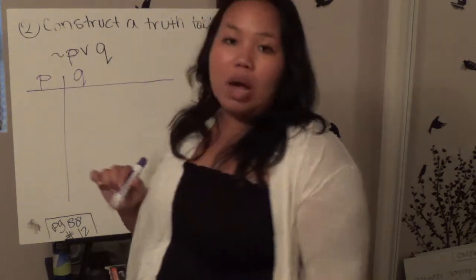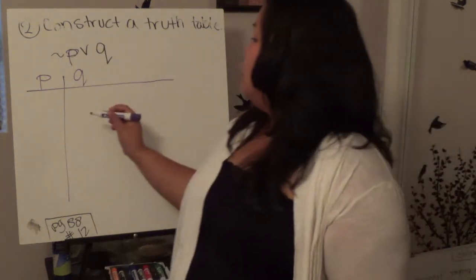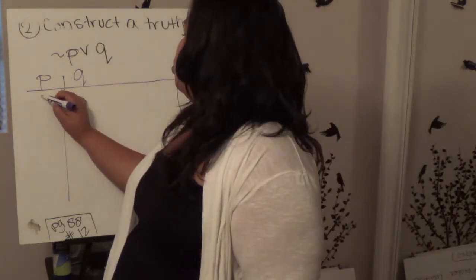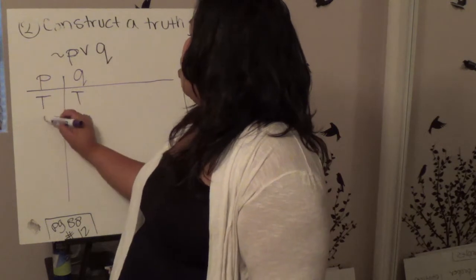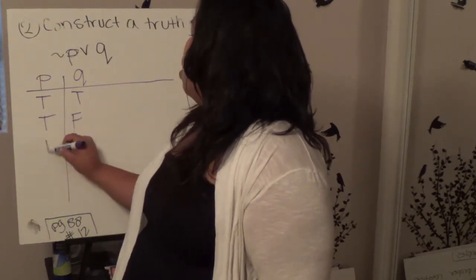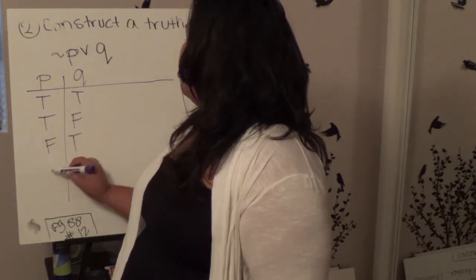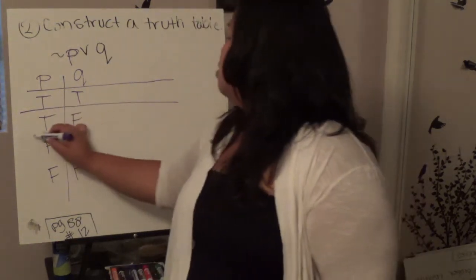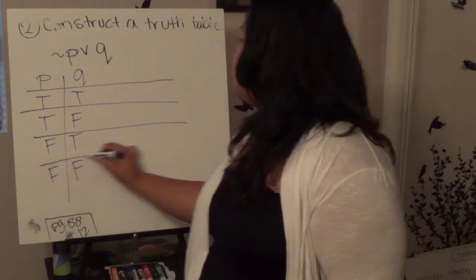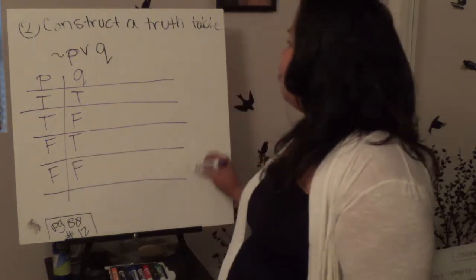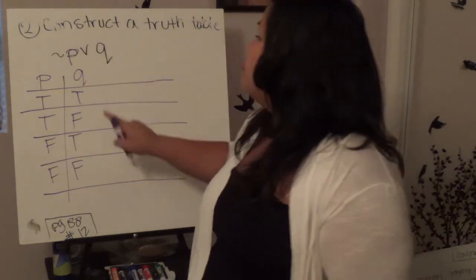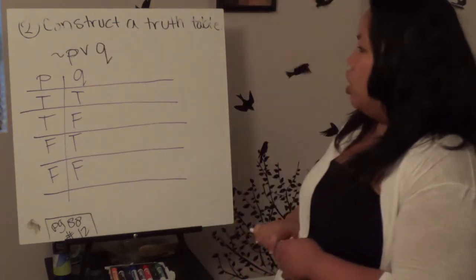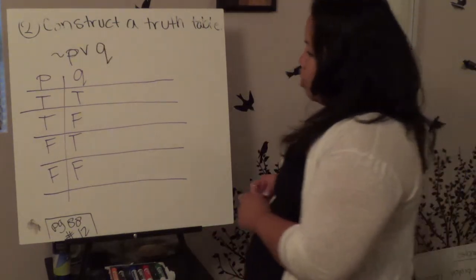So what are our 4 options if we have 2 statements? They both can be true. One true and the other is false. One's false and the other one's true. And they are both false. Those are our 4 options. But unlike our other truth table, it's not just P or Q, but it's not P or Q.